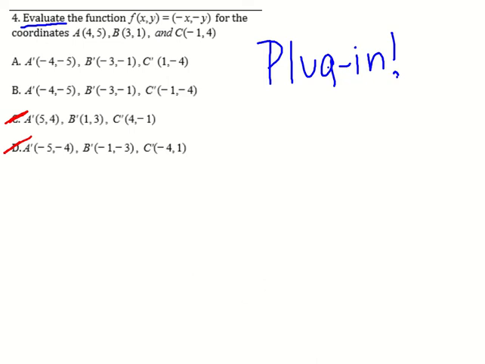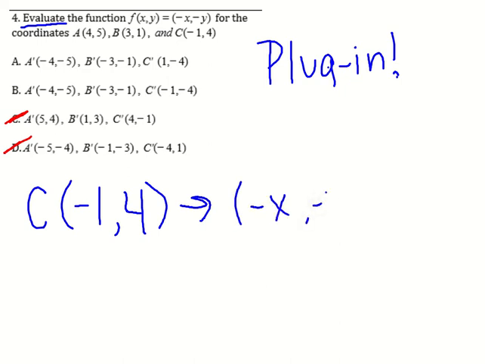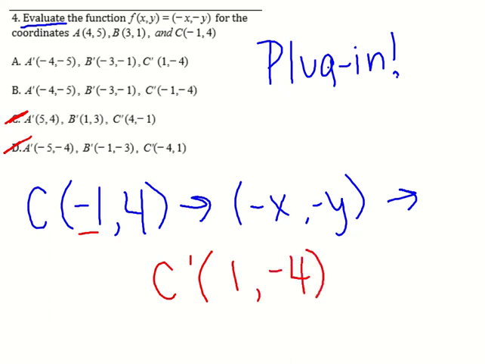Looks like the B's are the same, but our C values are going to be the ones that we need to look at. So let's look at our C value. C is (negative 1, 4), and we want to change that so it is (negative x, negative y), negatives meaning the opposite. So our C prime, the opposite of negative 1 is a positive 1, and the opposite of a positive 4 is a negative 4. So (1, negative 4), and our answer choice will be option A, because C was not the same.